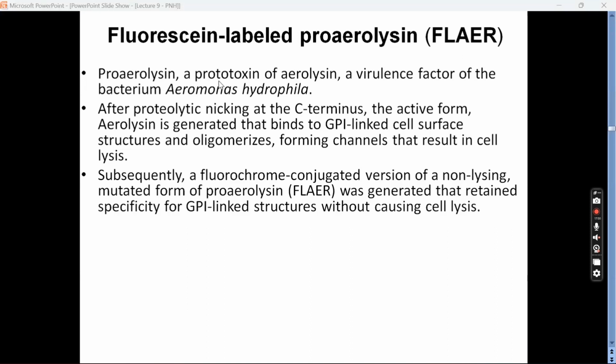Proaerolysin is a prototoxin, an inactivated form of the toxin aerolysin, which is a virulence factor of the bacterium Aeromonas hydrophila. After proteolytic nicking at the C-terminus by an enzyme present on the cell surface, proaerolysin gets activated to form aerolysin, the active form. This active form binds to GPI-linked cell surface structures, oligomerizes, creates channels and results in cell lysis.